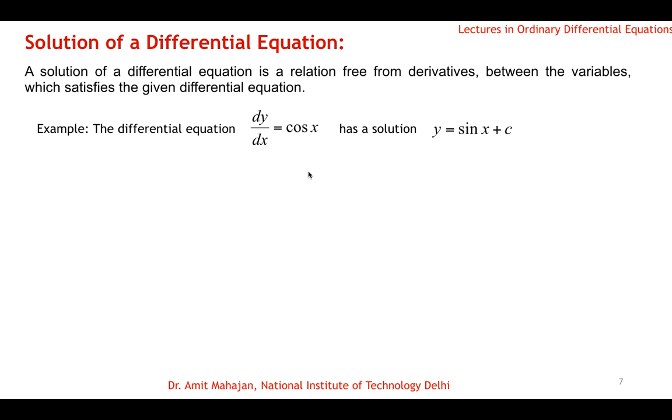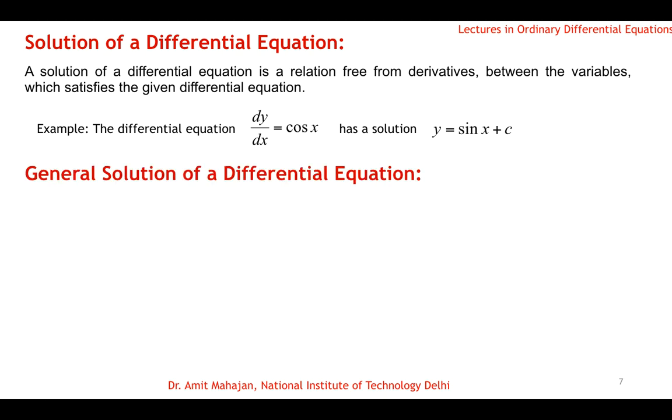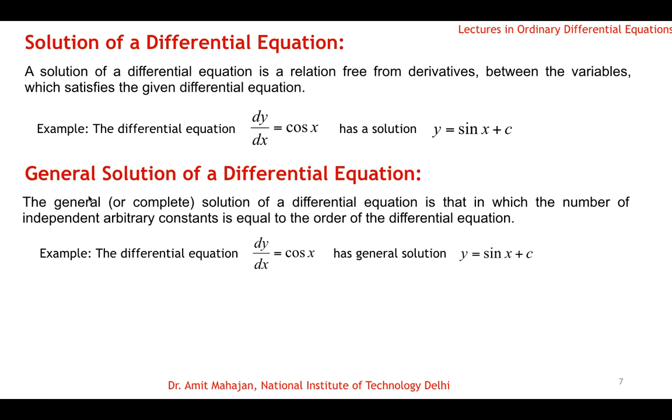Okay, so what types of solutions do we have? We have two types of solution: one we call the general solution and the other is called the particular solution. The general or complete solution of a differential equation is one in which the number of independent arbitrary constants is equal to the order of the differential equation. So we call a solution the general or complete solution if the number of arbitrary constants equals the order of the differential equation.